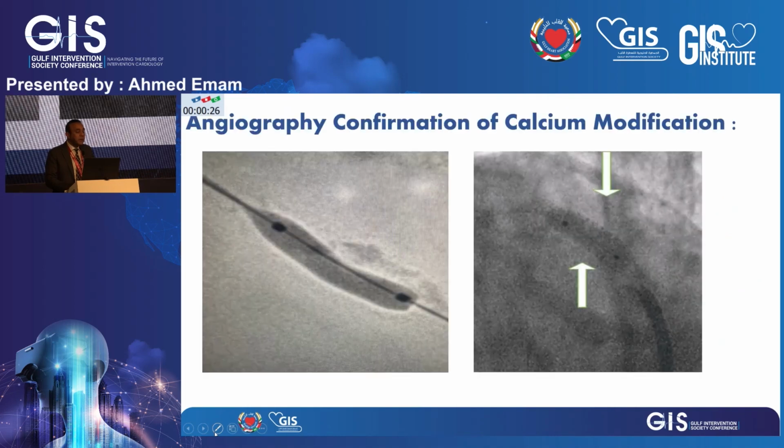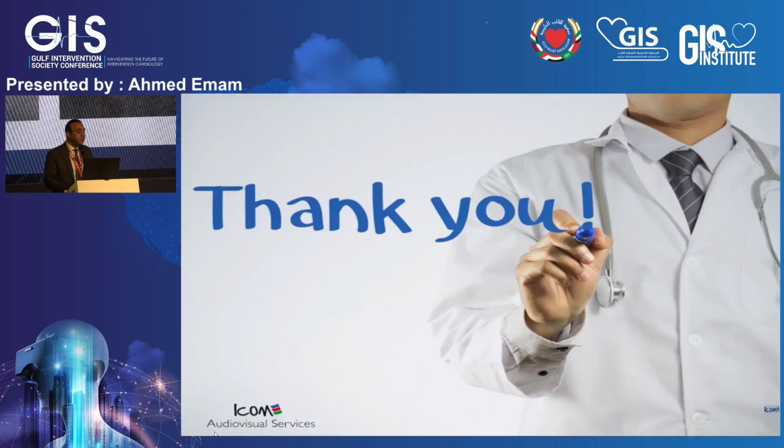So, but here, can we use angiography to confirm our calcium modification? Yes, sometimes angiography can tell some information. So on the left side, if you use StentBoost or stent enhancement, and you find that the wire is hugging the lesion, or the calcium, in this situation that means the balloon is pushing the adventitia.